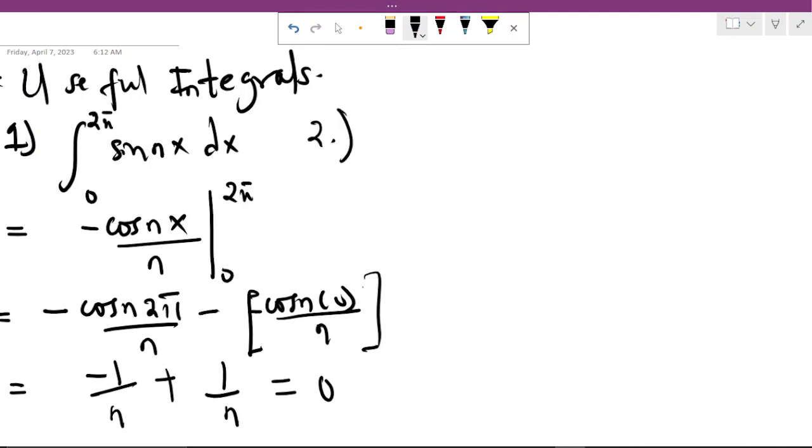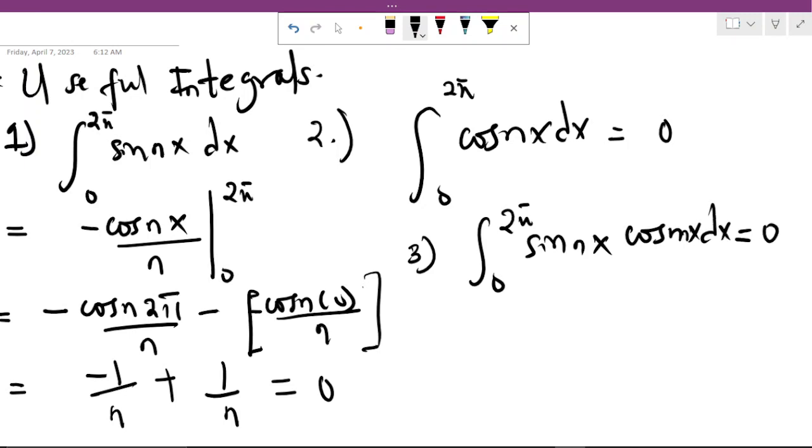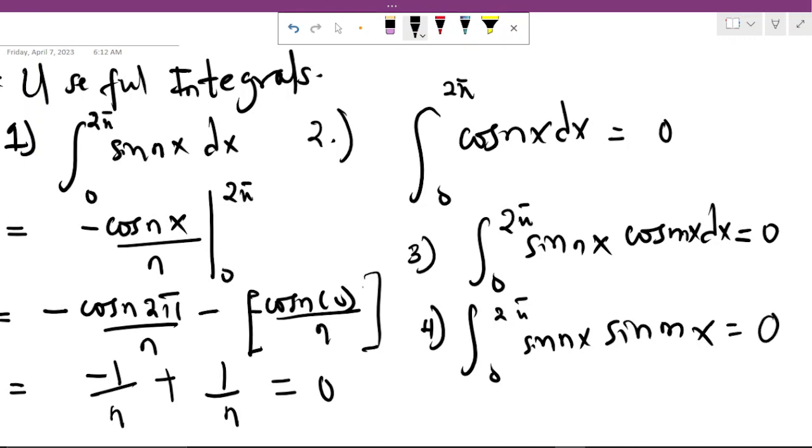Now number 2, integrating cos nx dx from 0 to 2 pi. If we solve it in a similar manner, like we did here, we should get 0. Same thing applies to this: integrating sine nx cos nx, or let me call this n, dx, gives us 0 also. And then we have another one, 0 to 2 pi, sine nx sine mx. Please note, this gives us 0. So that's number 4.